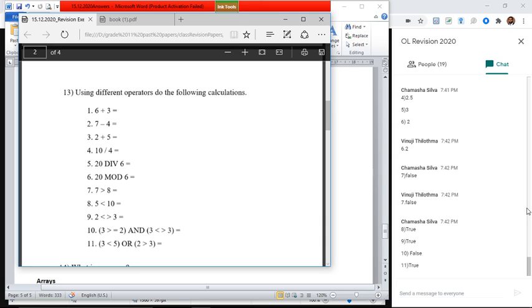10th one false. Check whether the others understand this. 11th one, 3 less than 5, yes true, or 2 greater than, false. True. 11th one true.